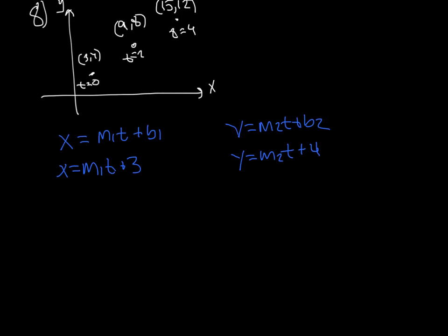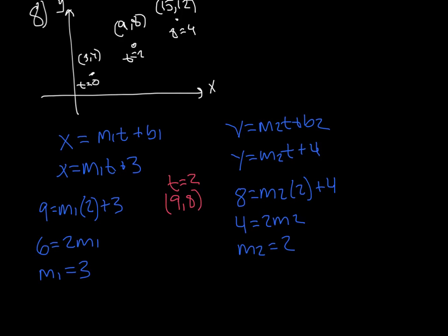And now the next thing I need to do is pick a point other than where t equals 0 and plug in those values to solve for m1 and m2. So that gives me m1 and m2, and then the final step is to plug it all into our position equation. And once we have this, we can plug in any t we want and find the coordinates.